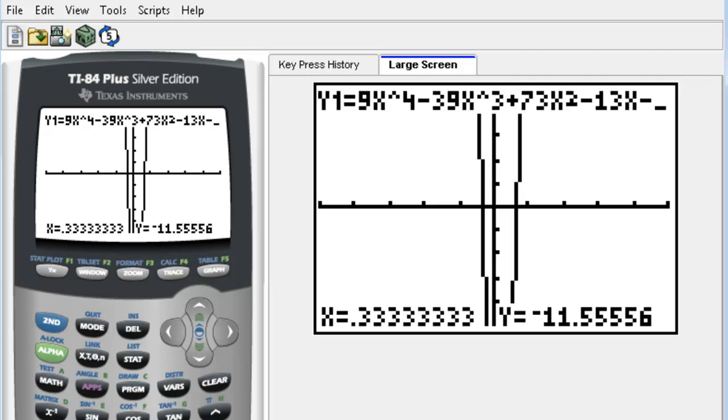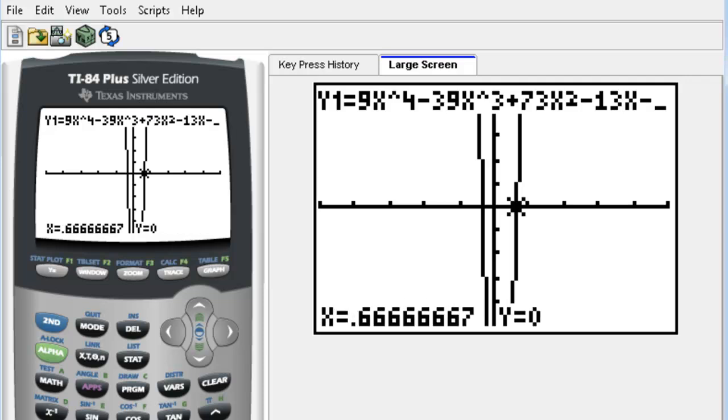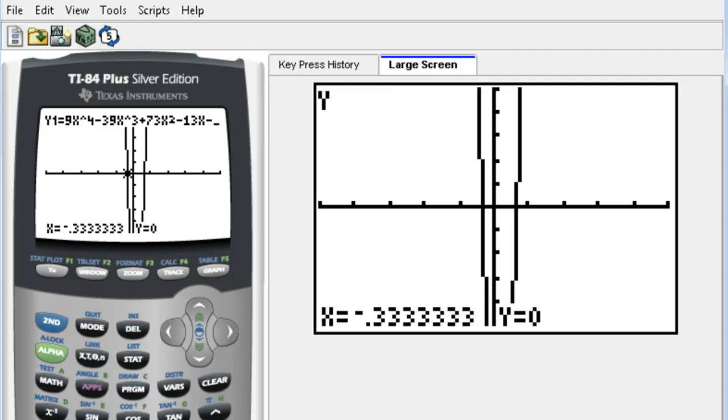I get 1/3, that doesn't work. If I try 2/3, I believe that's going to be a 0. So we know that 2/3 is going to work. And if I try working backwards this way, let's try -1/3, and I find that I think is also a 0. So the 2 real zeros that we have are going to be -1/3 and 2/3. So now we're going to take these and do synthetic division to find our remaining zeros.